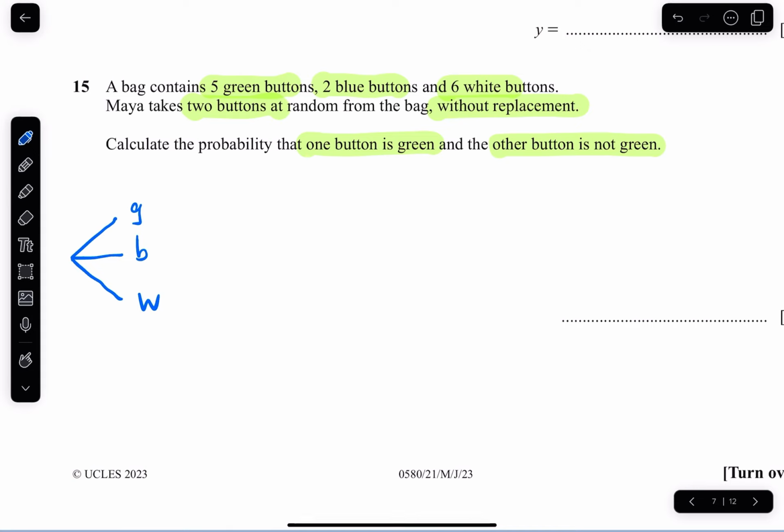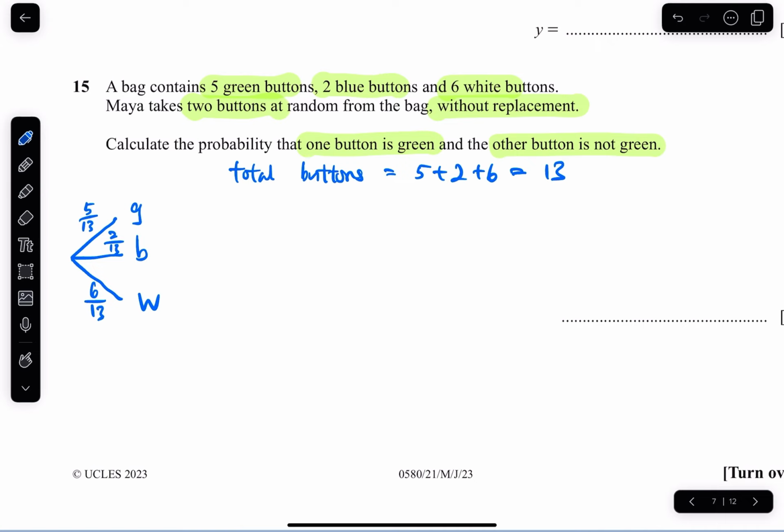In this case, the probability to draw a green button is actually, let's count the total number of buttons first. So the total buttons will be 5 plus 2 plus 6, and this will give us 13. So the denominator of the probability will be 13. To draw a green button, it will be 5 over 13. To draw a blue button will be 2 over 13. And to draw a white button, it will be 6 over 13.